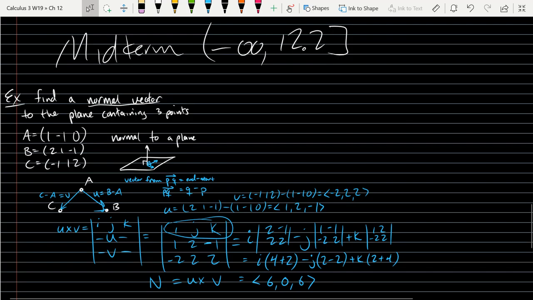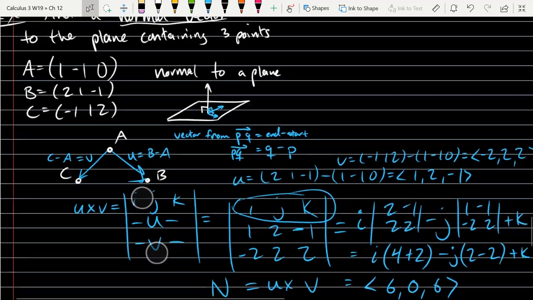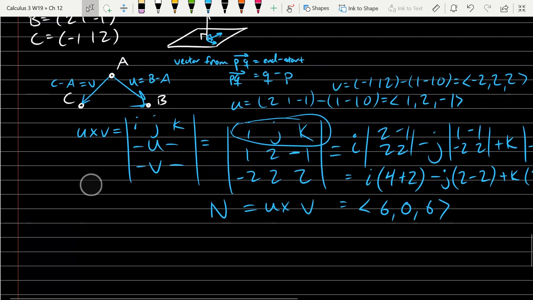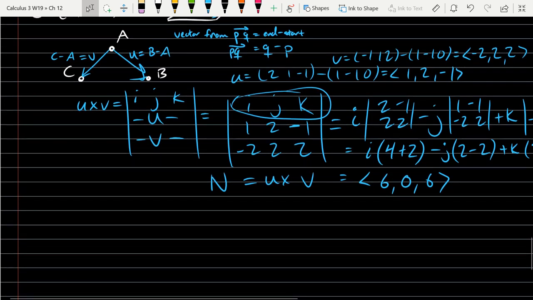So in this question, I didn't specify, so I don't care. I would just leave it as 6, 0, 6. You could change it to 1, 0, 1, or negative 1, 0, negative 1. You could normalize it by dividing by the magnitude, which is the square root of the squares of those numbers added together. You divide by that, and that would be the unit normal. Sometimes the unit normal is way more useful, depending on what you're computing. It all just depends. But just be aware, there are infinite normals, but they are all non-zero scalar multiples of each other.